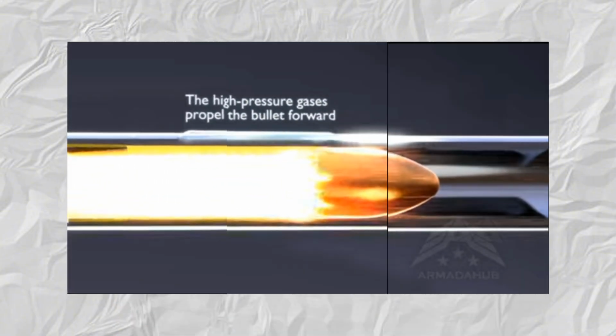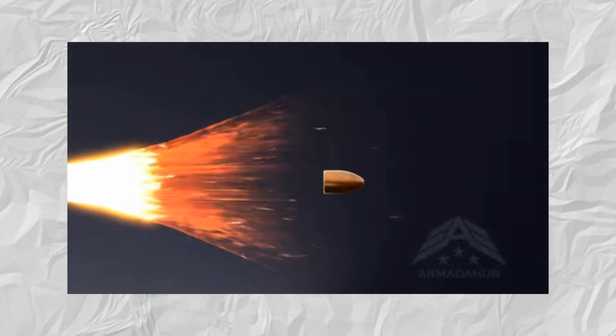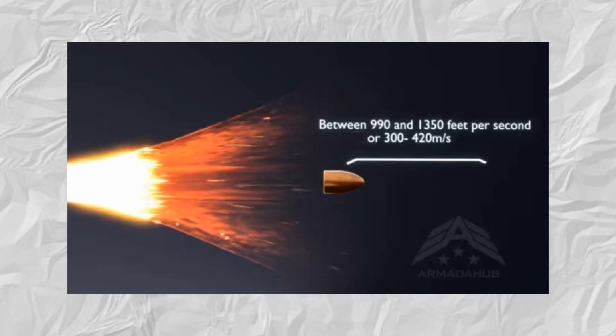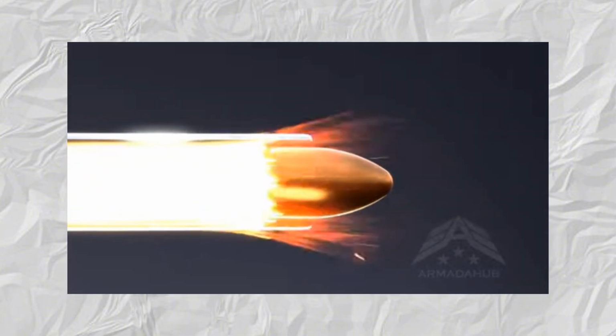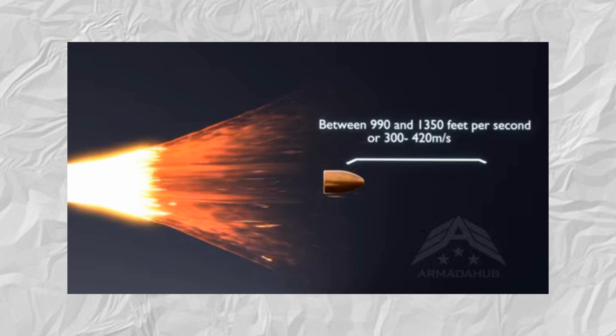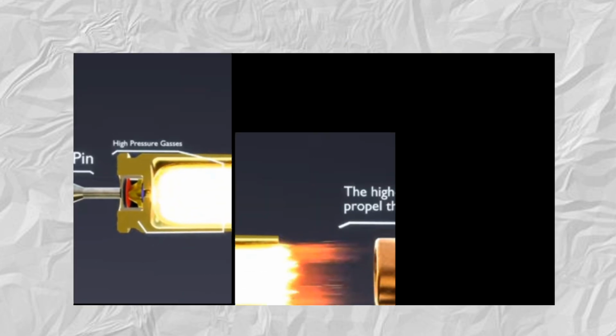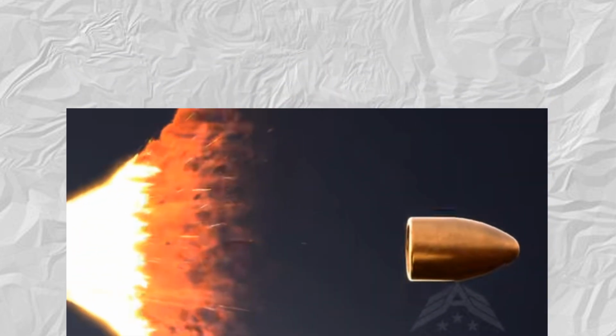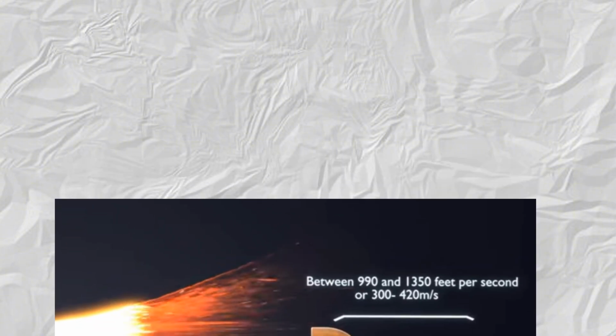When a bullet is fired, the gunpowder ignites, rapidly increasing the temperature inside the cartridge. This sudden temperature rise causes a significant increase in pressure, propelling the bullet forward at high speed. This is a direct application of Gay-Lussac's law, where increased temperature leads to increased pressure in a confined space.